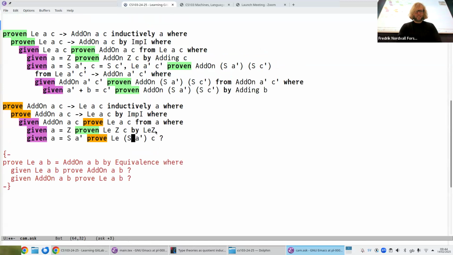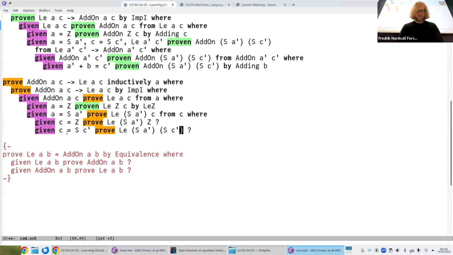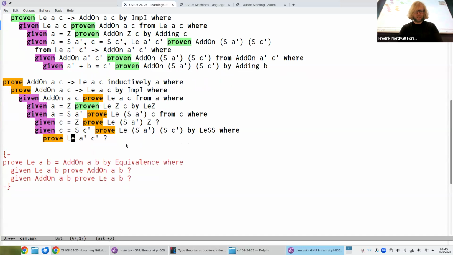If it's not 0, then in order to be happy, I better look at what C is, right? And if C is 0, then I'm unhappy. This looks bad. But if C is a successor, then I have some hope, because then here I can say by this constructor, I have to prove this. And I can get this by the induction hypothesis.